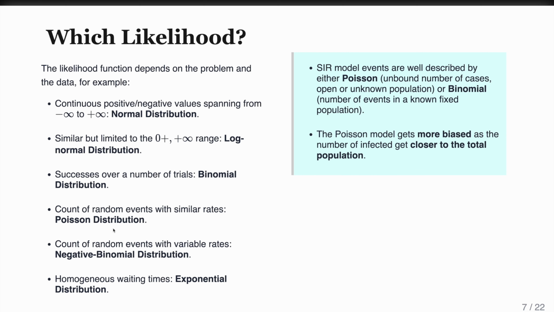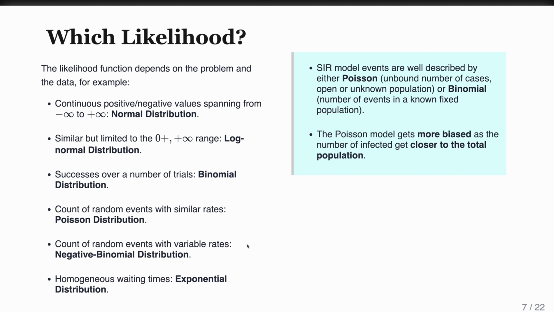Sometimes we assume that for a given day we have a similar rate of a certain event, or we have similar rates in a large territory, and so we can use a Poisson distribution. But if we expect the rate to be much more variable between different territories, different cities, then maybe it's better to use the so-called negative binomial distribution, which assumes that there is more variability in your data than expected from a Poisson distribution. Finally, if we're working with waiting times, usually they are exponentially distributed.